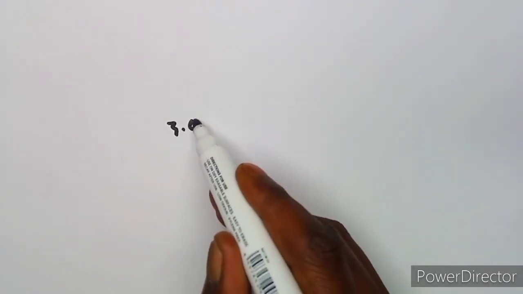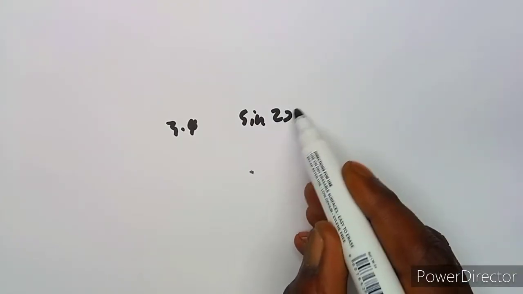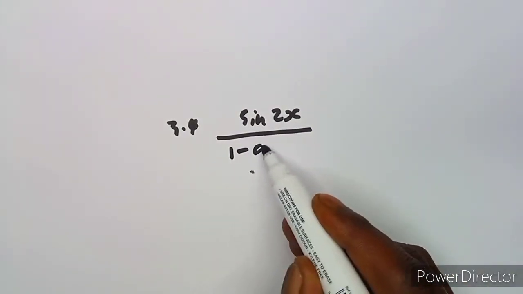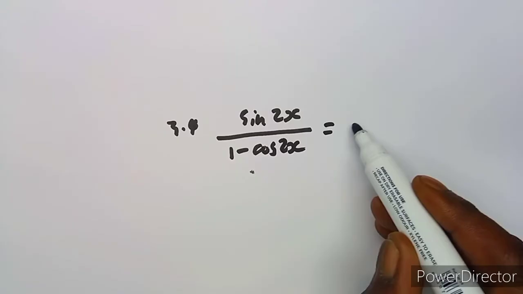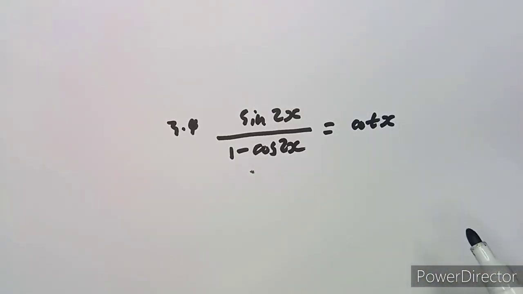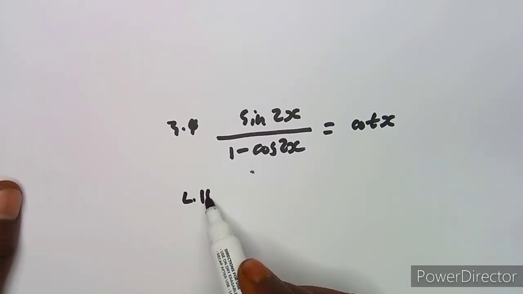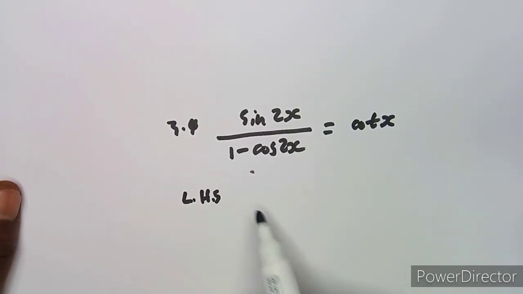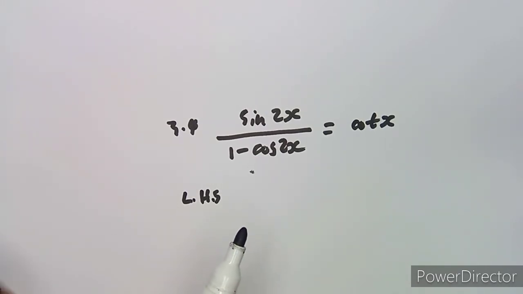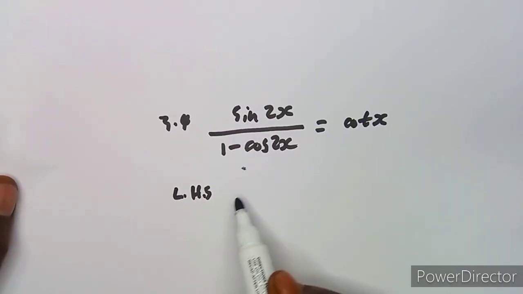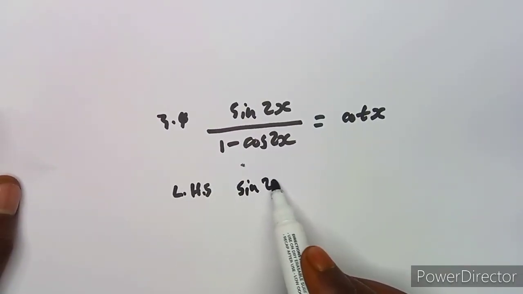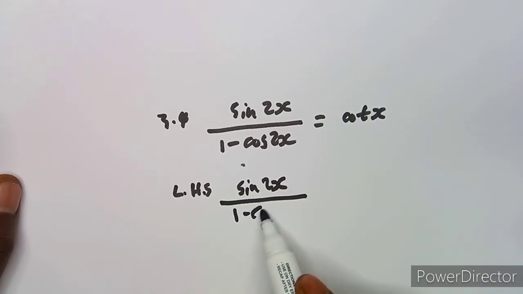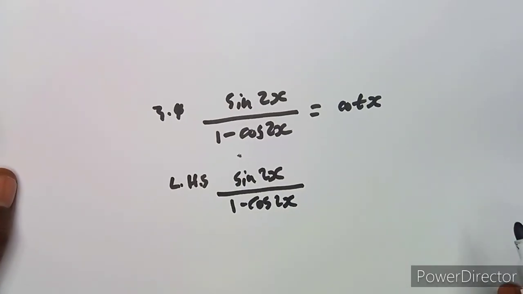3.4, need to prove that sine 2x over 1 minus cos 2x is equivalent to cot x. All right, how can we prove? So proving identities, actually, it's a matter of choosing the side that is most complicated, which is the left hand side. There's a lot of things there, so I'm going to choose that side, which is sine 2x over 1 minus cos 2x. This is the side that I'm going to choose.